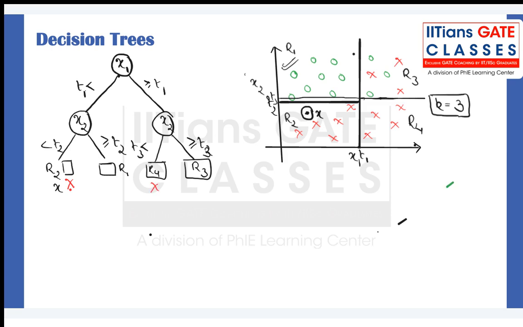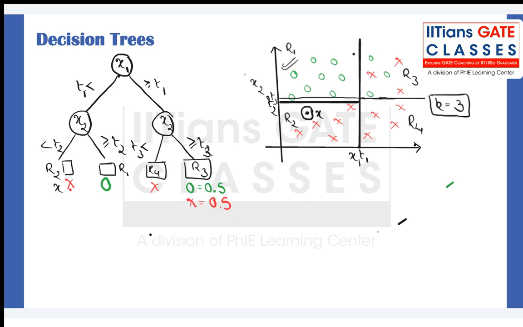There could be scenarios where there's a mixture of the two. In that scenario, let's look at the region R3. It has 6 data points evenly distributed between the green and the red class. Over here, you can use any heuristic. You can predict that it has 0.5 probability of being green and 0.5 probability of being red.